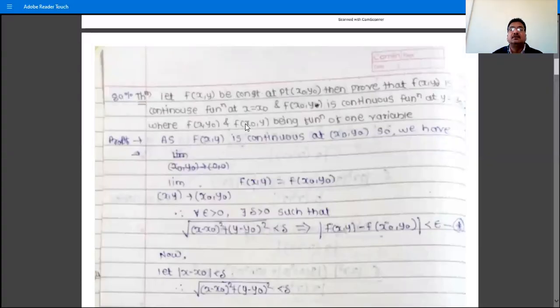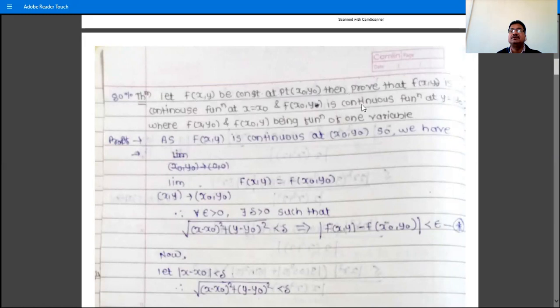The theorem on the first chapter is what? Let f(x,y) be continuous at the point (x naught, y naught). Then prove that f(x, y naught) is a continuous function at x equal to x naught.